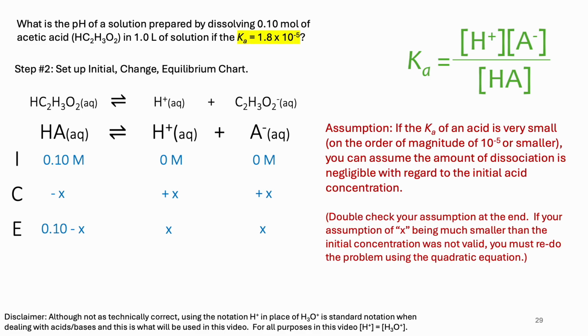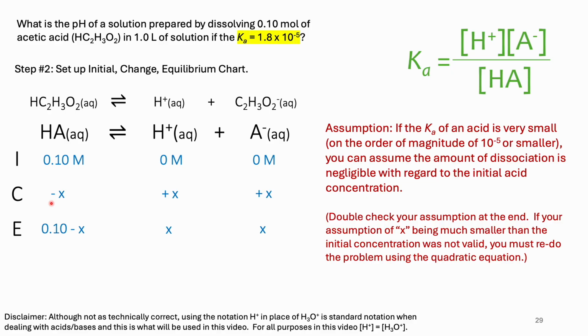And this leads us to the next assumption that we're going to make with these types of problems. So if the value of Ka for a weak acid is very small, typically on the order of 10 to the negative fifth or smaller, you can assume that the amount of dissociation is negligible with regard to the initial acid concentration. And so here we said that our weak acid is going to ionize to some small extent in solution. So this concentration of 0.1 molar is going to decrease by some amount X.